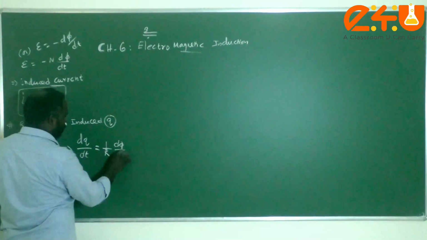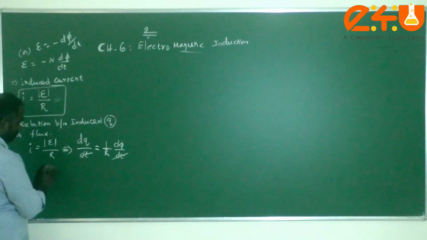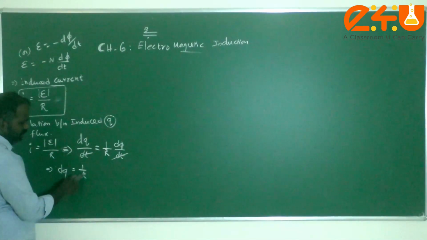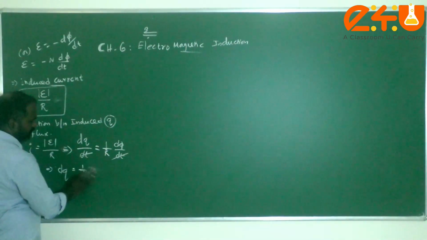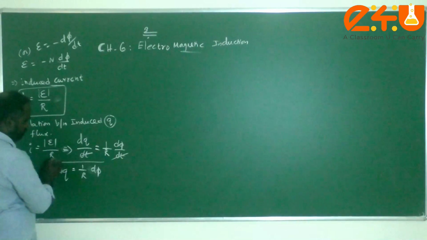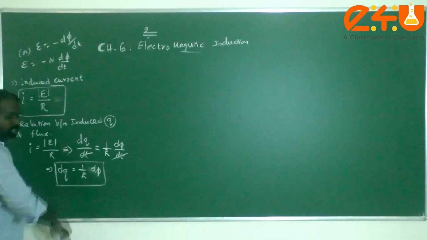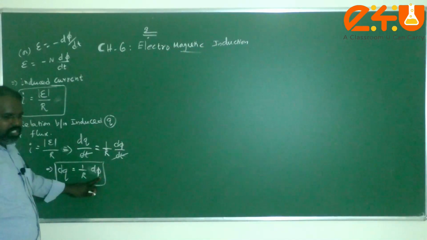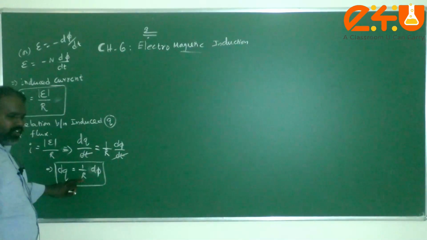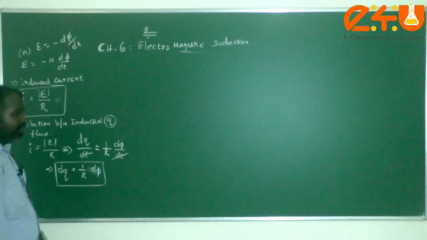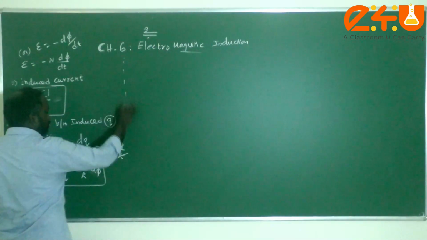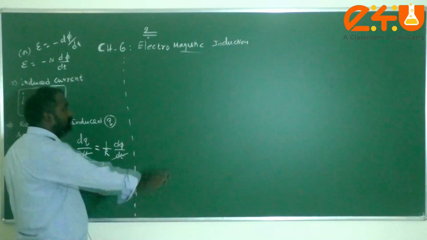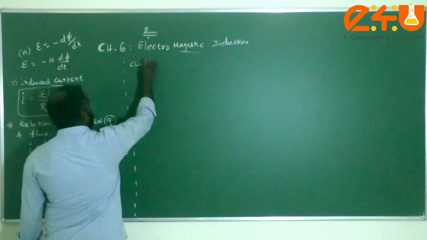Therefore dt gets cancelled out, and I can say that induced charge is equal to 1 by resistance into the change in flux. So this is the important relation between induced charge and the change in flux, where R is the resistance of the circuit. So this is another concept. And the next thing we are going to discuss is an important one, that is called the clock rule.